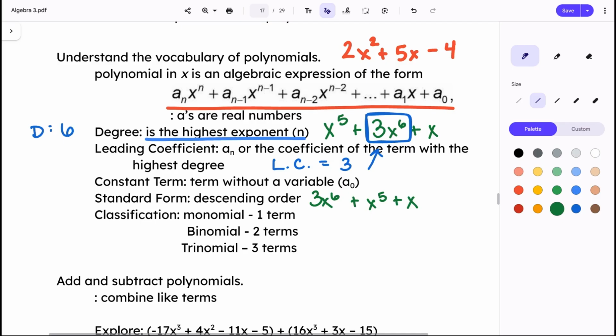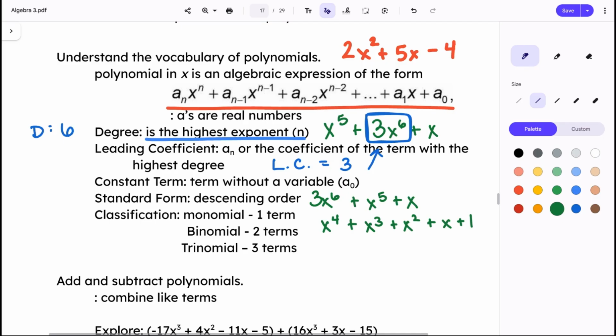Okay, but this could also look a whole bunch of different ways. So another example could be if I just start with just x's: x to the fourth, x to the third, x squared, so on. That's also considered descending order.